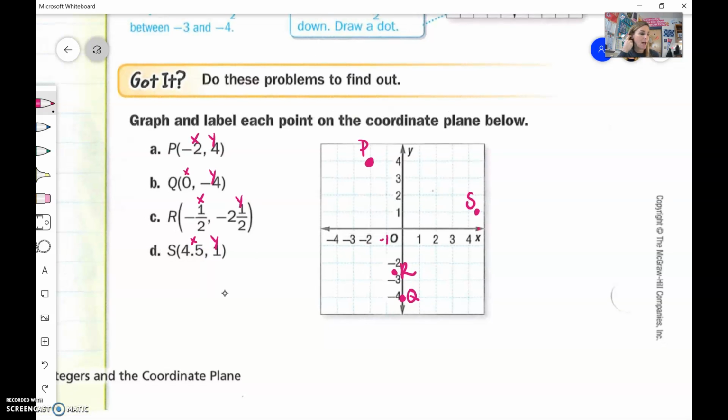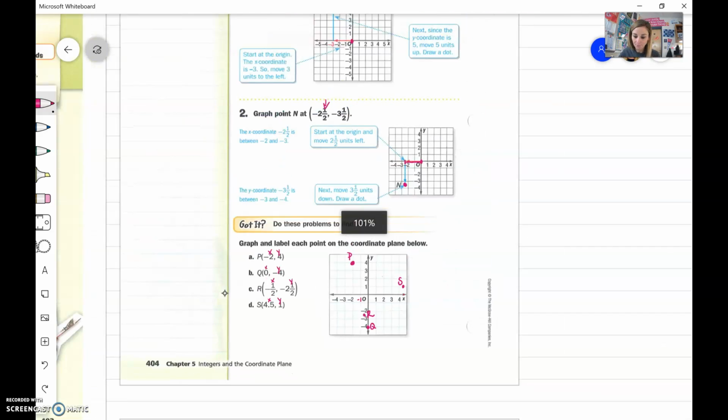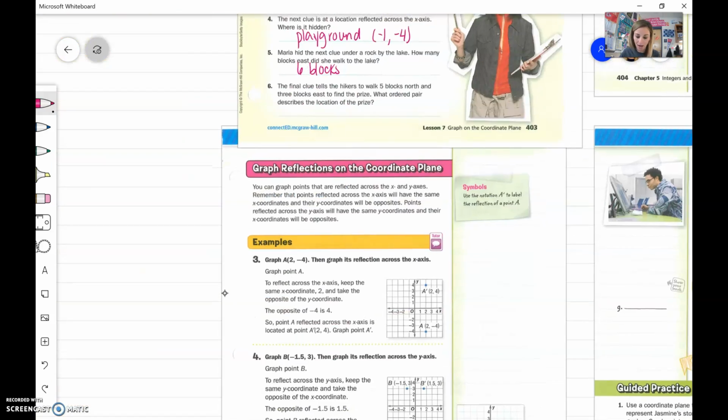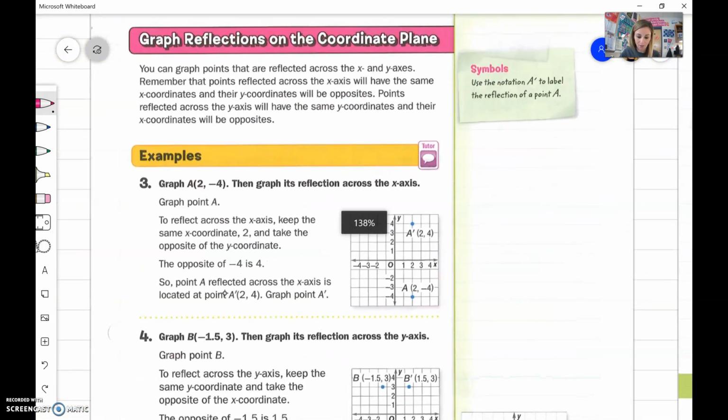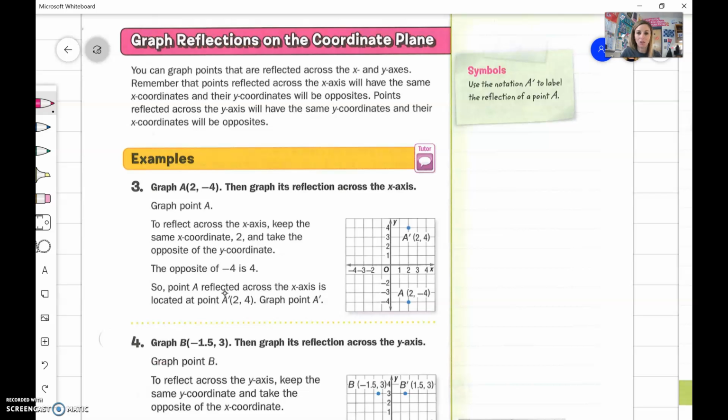Okay, so that is graphing on a coordinate plane. Now, how do we graph the reflections? Okay, nothing changes.